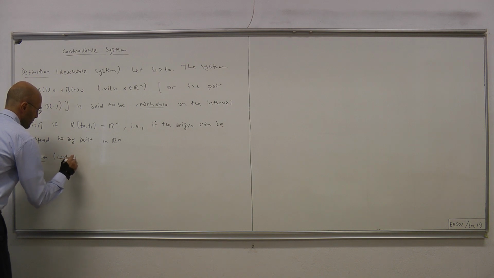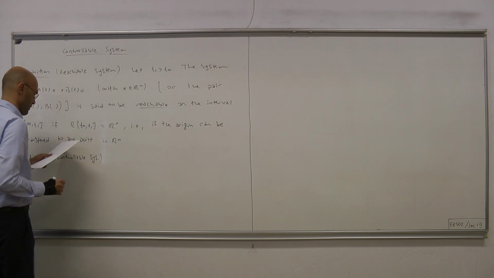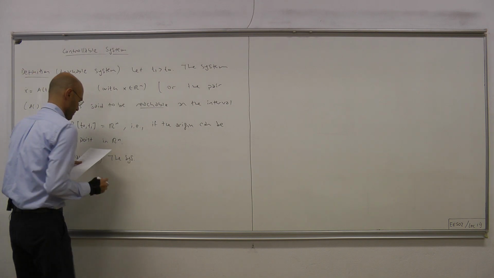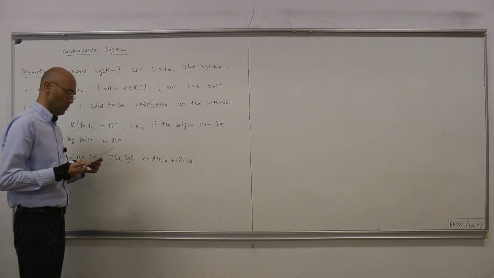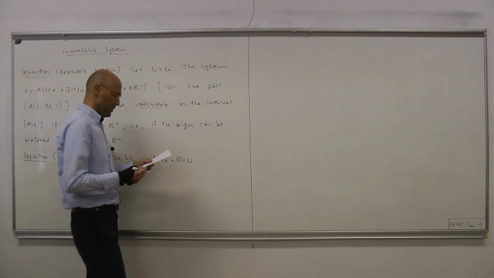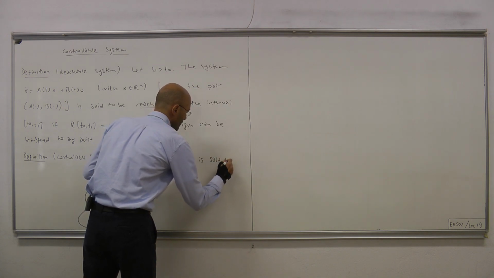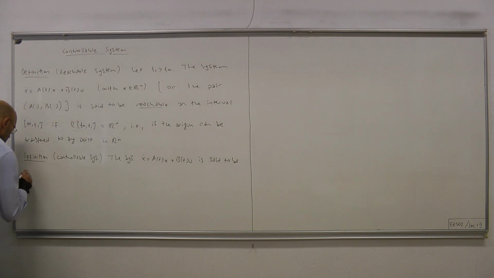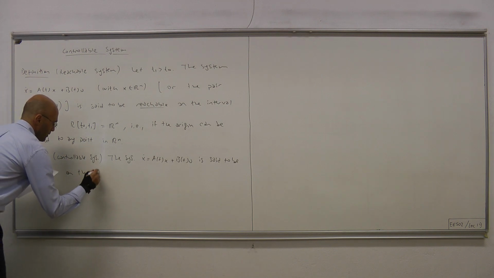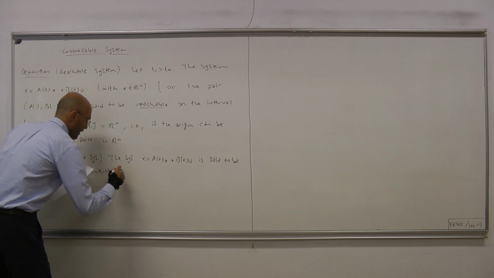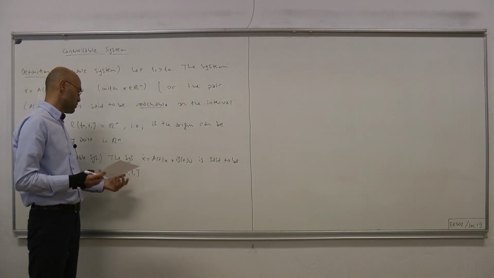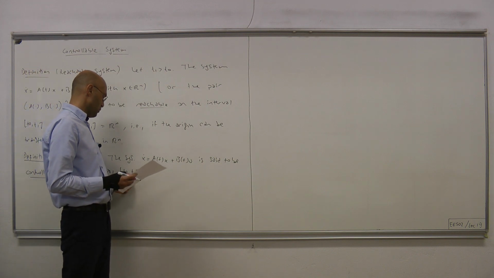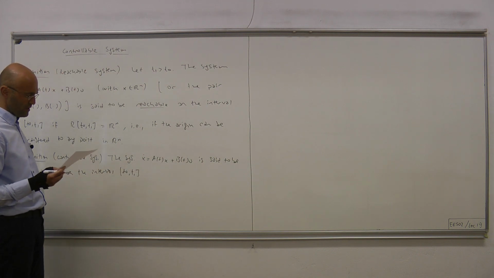Now let's introduce the sister definition for a controllable system. The system x dot equals A(t)x plus B(t)u, or the pair AB, is said to be controllable on the interval t0 t1 if any initial condition at t equals t0 can be transferred to the origin at the end of the interval at t equals t1.